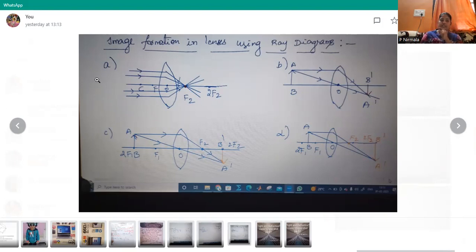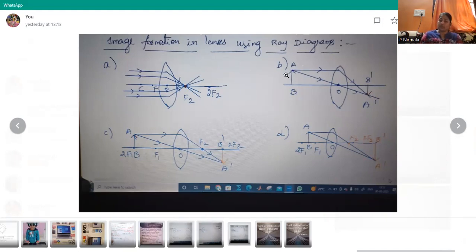Here the object is kept at infinity. So what is the position of the object? In the first case, it is at infinity. The light rays are incident to the lens, and all the refracted rays meet at one point, the focus point. So the image is formed at the focus point F2. The image is highly diminished, point size, real and inverted. This is similar to the concave mirror, where we discussed 6 cases. In the convex lens, we also discuss 6 cases.